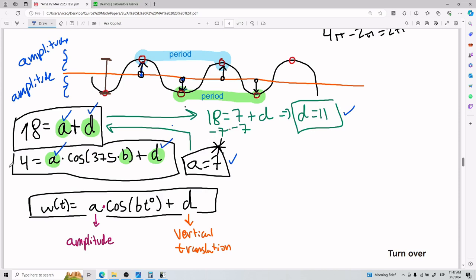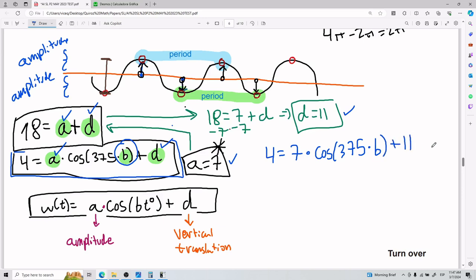Remember originally I said the problem with this second equation is that you had how many variables? It's that you had 3. You plug in A, you plug in D. How many variables do you have? You have just 1. You have B, which is what you're looking for actually. So 4 equals A, which is 7, times cosine 375 times B, which is what you want, plus 11.